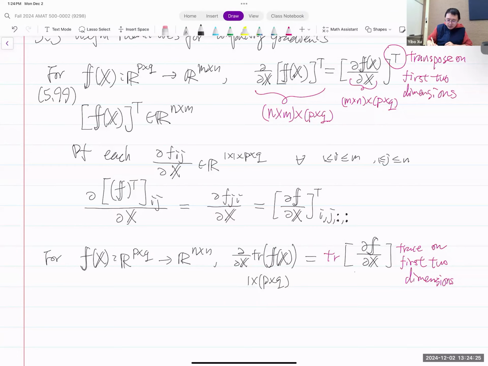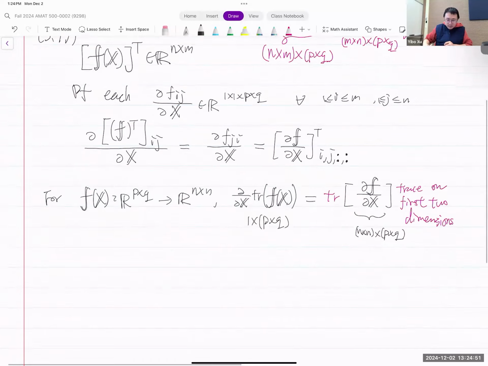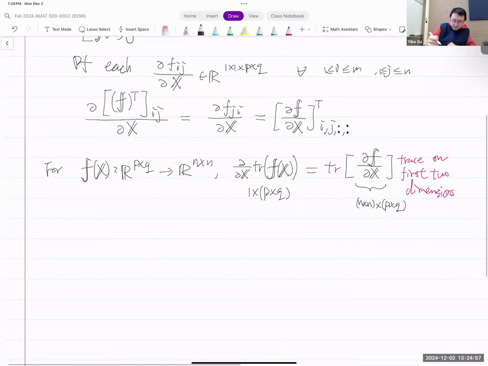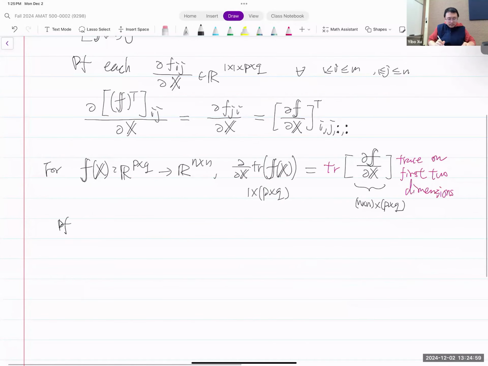Because if you think about what we have seen before, f has an output that's n by n, and the input is p by q. So del f del x is a four-dimensional tensor. When you talk about trace, that only makes sense if you're looking at the first two indices. This is actually not so difficult. It's still by definition.